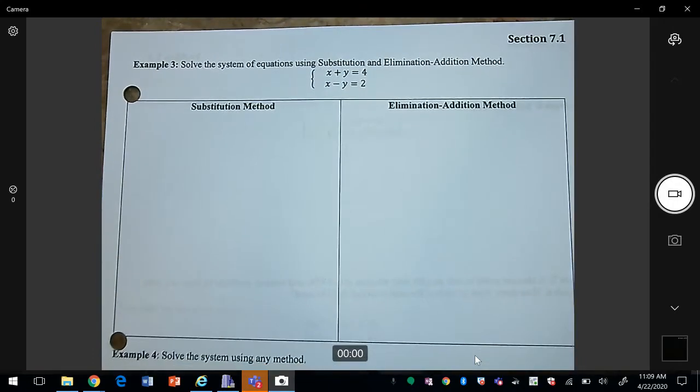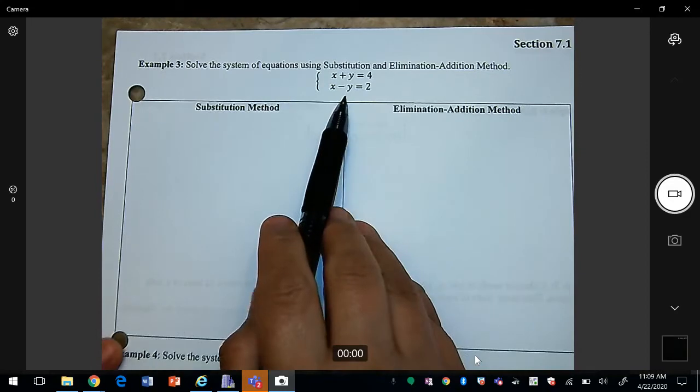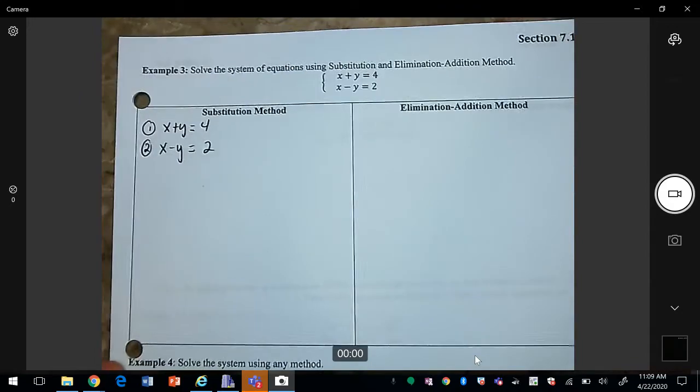So let's go on to the next example where we're going to look at two methods, substitution and elimination. I'm going to work the same example using both methods so that we can compare them. So here we have our system. I'm going to go ahead and write the equations in here. We have our first equation, x plus y equals 4, and our second equation, x minus y equals 2.